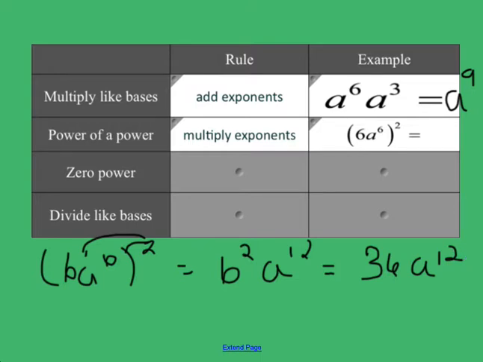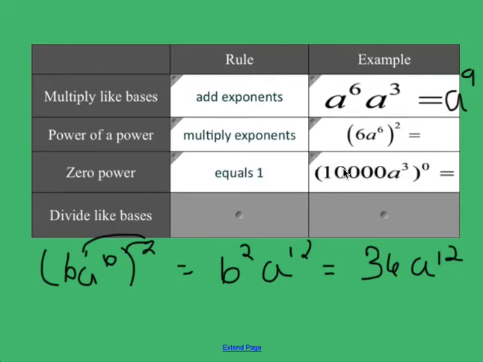Taking a look at this 0 power one, it equals 1. Whenever you have anything raised to the 0 power, no matter how large it is, the entire thing is equal to 1.